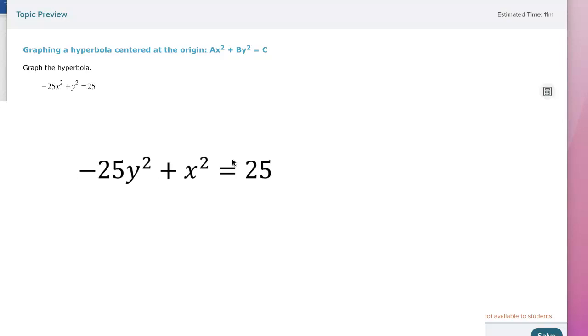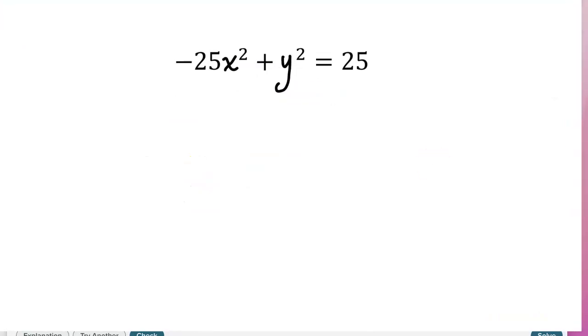So instead of negative 25 y squared, let me change that to x squared. Plus, instead of x squared, let me just change it to y squared. That equals 25. All I did was change the problem to match the one that randomly showed up in the ALEKS homework, okay? So I will show you how to work with this.